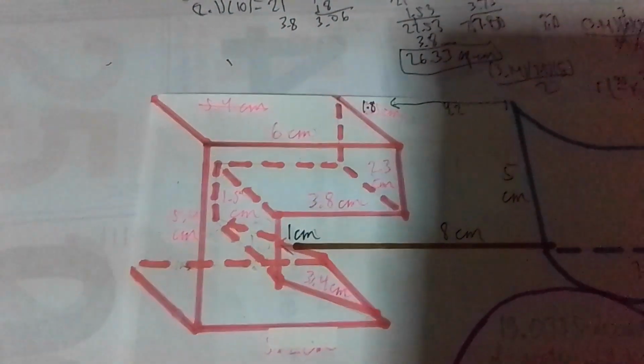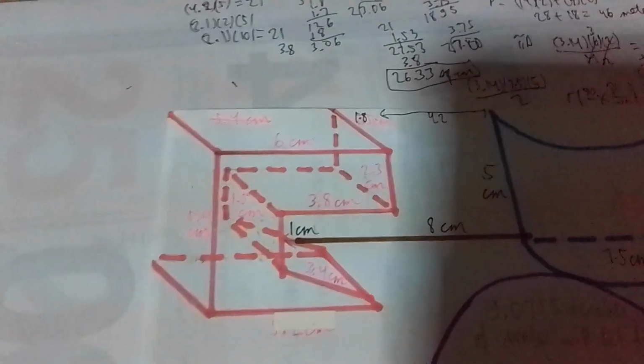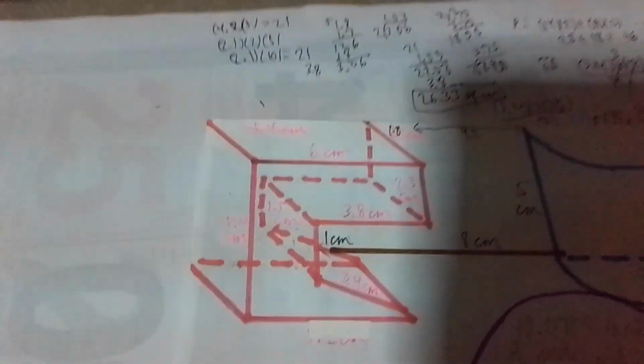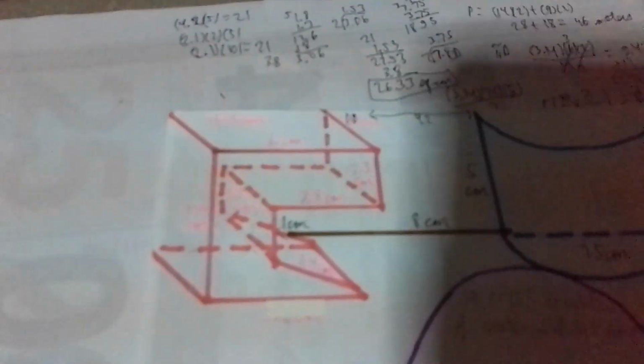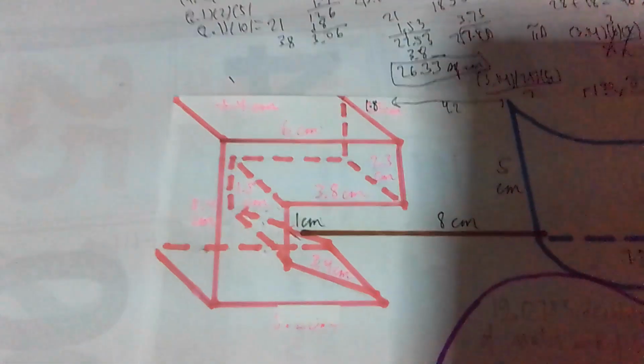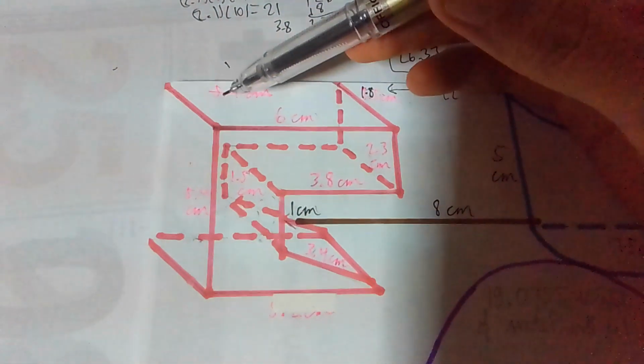Now, here's the last problem. In this figure, we have an awkward-looking shape. But can you determine where the base is? Where's the base? You know, in every prism, there should always be a base, di ba? Nasaan po yung base? Ang base ay nandito, di ba?